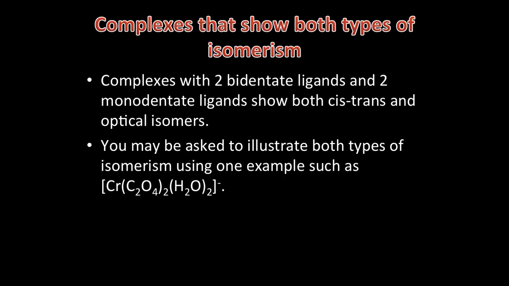A common exam question involves complexes that show both types of isomerism, cis-trans and optical. Complexes with 2 bidentate and 2 monodentate ligands show both of these types. And you may be asked a long answer question where you have to define both types of isomerism and use an example to illustrate them. You can have a go now if you wish with the complex [Cr(C2O4)2(H2O)2] with an overall charge of -1. We came across this earlier in the lesson. This may help to aid your understanding.